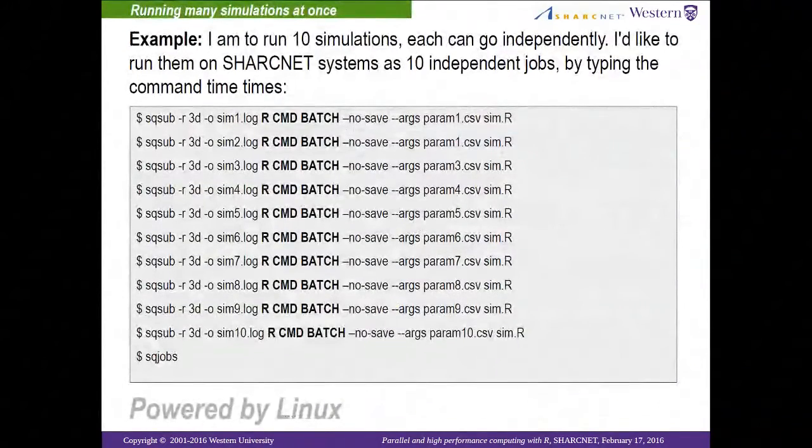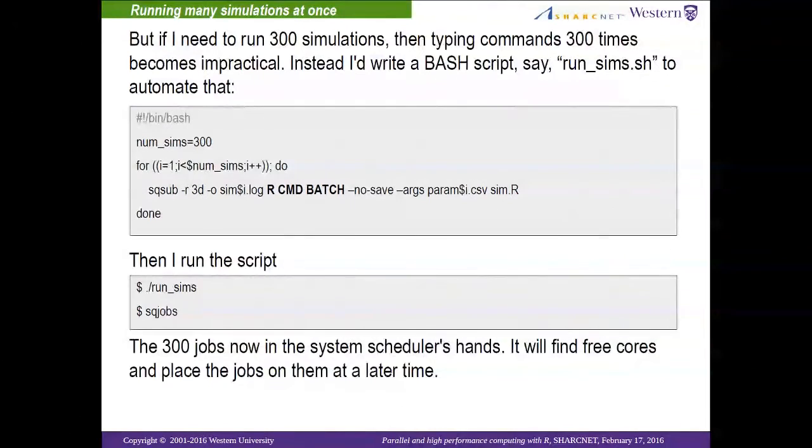So first example, let's assume that I have 10 simulations and each will go independently, and I'd like to run this on SHARCNet or elsewhere. I will type the submission command 10 times because I'm running 10 simulations. But if I have 300 simulations, then typing the commands 300 times is not practical. Instead, I would write a bash shell script to loop over the simulations I want to start.